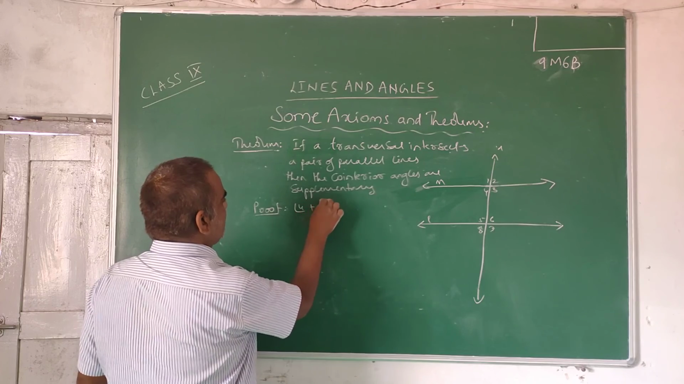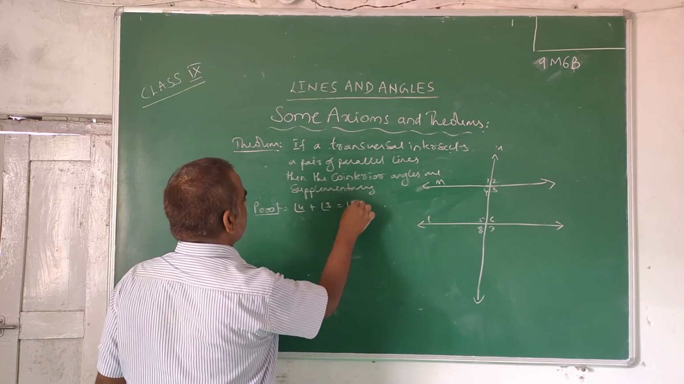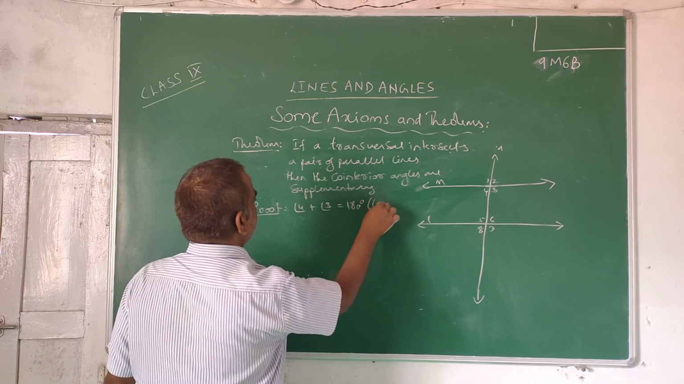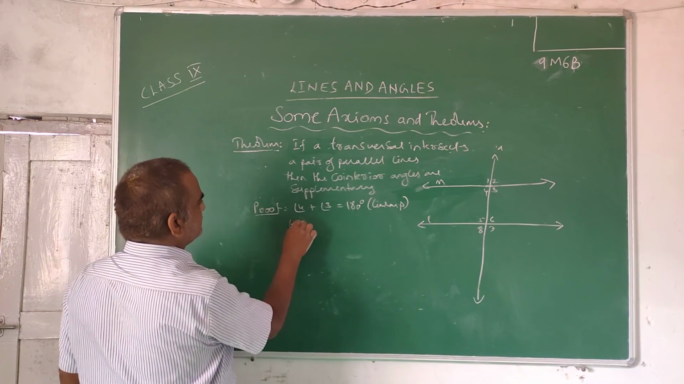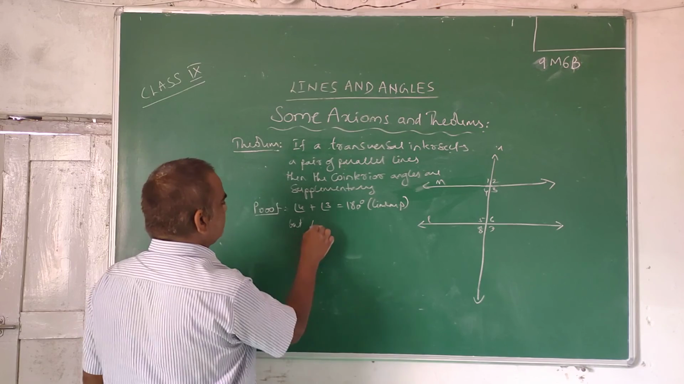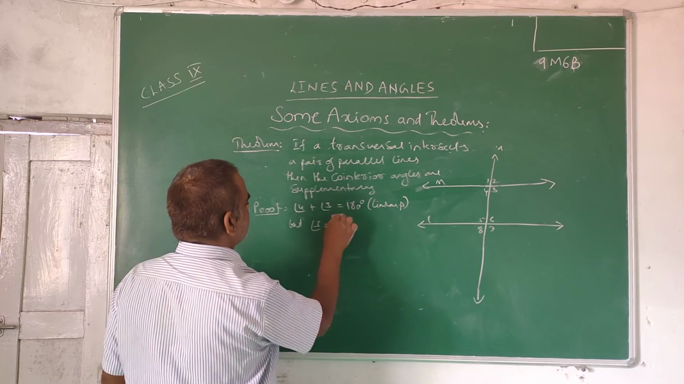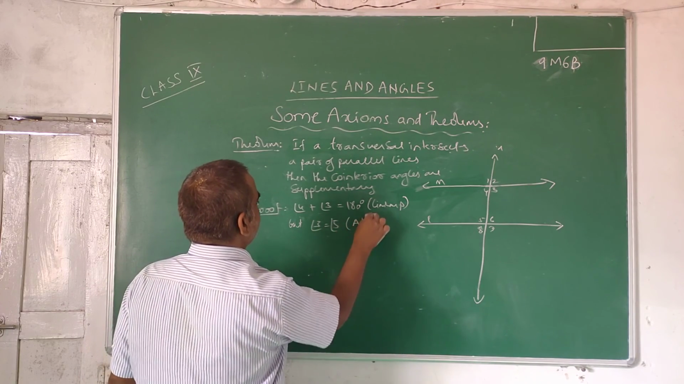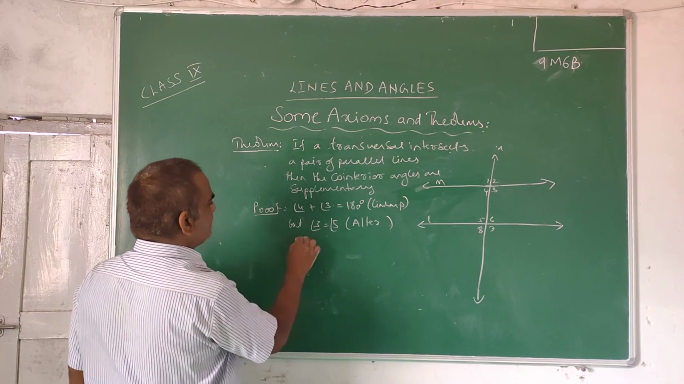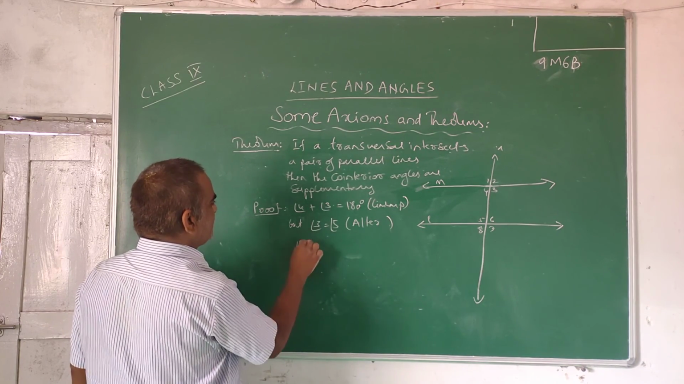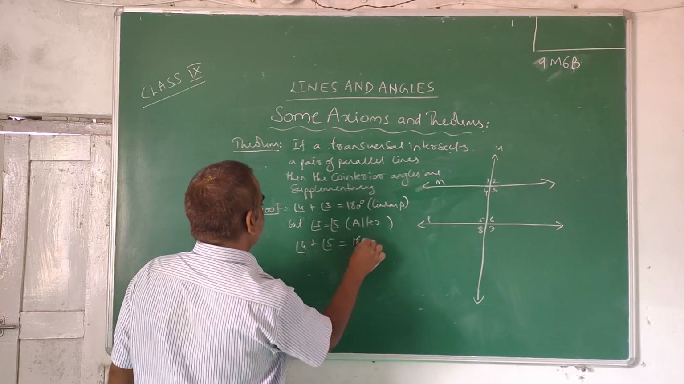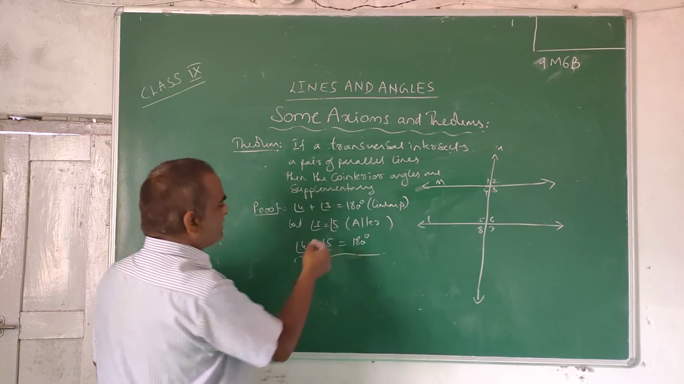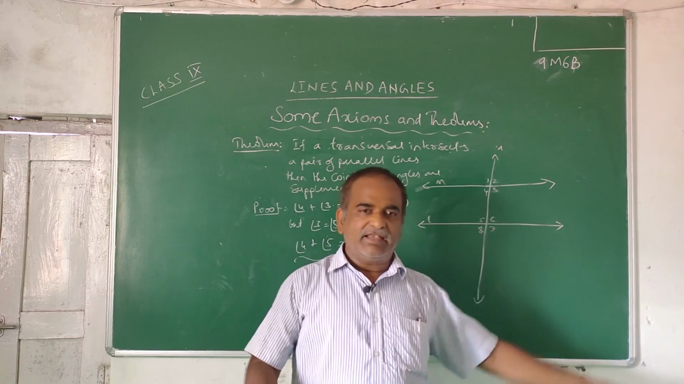Angle 4 plus angle 3 is 180 because linear pair. But angle 3 is equal to angle 5 because alternate interior angles. So now if you replace angle 3 with angle 5, angle 4 plus angle 5 is 180. So co-interior angles are supplementary. We have proved. Similarly, you can prove the next one.